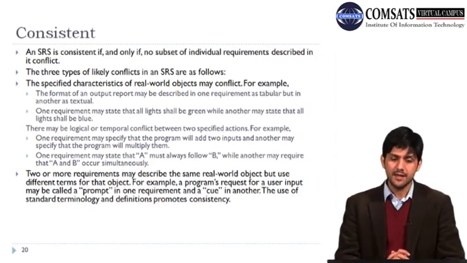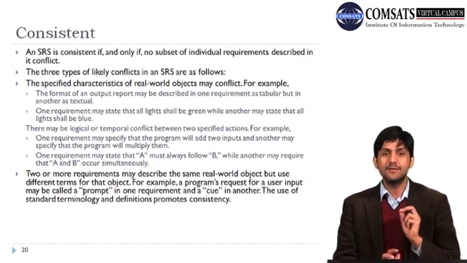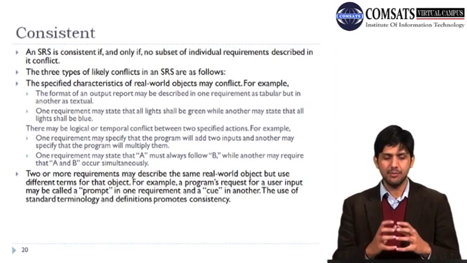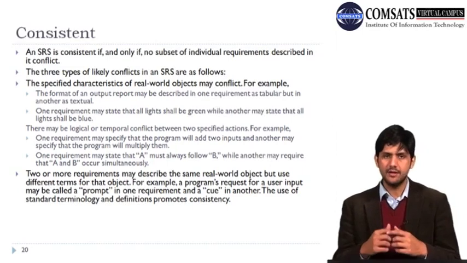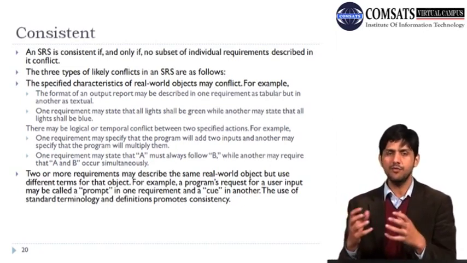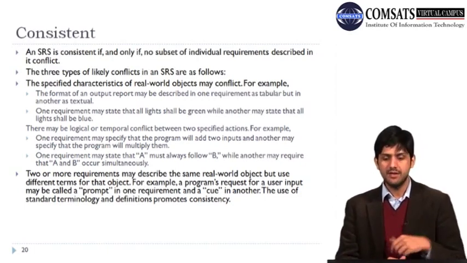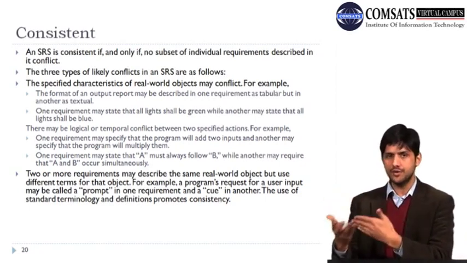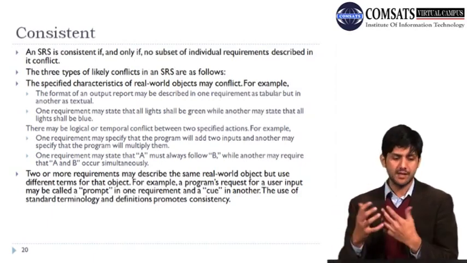There are three types of likely conflicts in an SRS, which are as follows. The specified characteristics of the real world objects may conflict. For example, the format of an output report may be described in one requirement as tabular, but in another as textual. So that is one sort of conflict: for a report that you are going to generate, one person says it should be expressed in tabular form, the other person says no, it should be textual. And one requirement may state that all the lights shall be green, while another may state that all the lights shall be blue. So you have some real world entities which are part of your system, and different requirements are saying different things about them. So that is one kind of conflict.